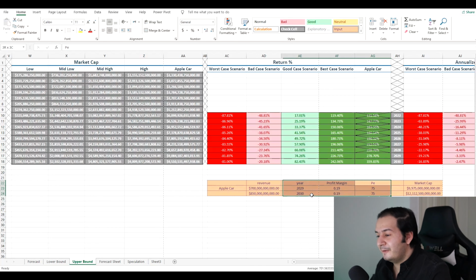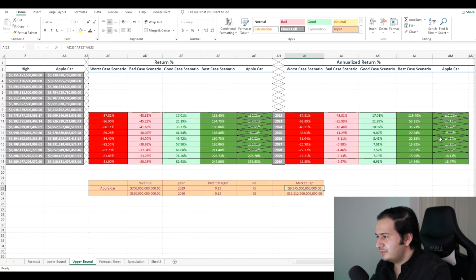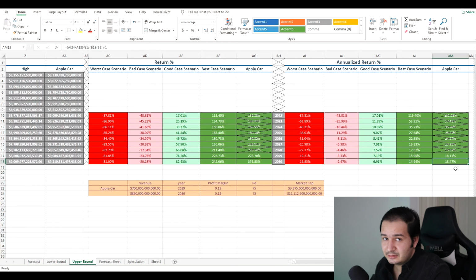You can't value Apple in 10 years. It's really difficult. I can say it's almost impossible. But in this scenario, the market cap can be around $10 trillion. So as you can see, the annualized return in that scenario can be around 18%.